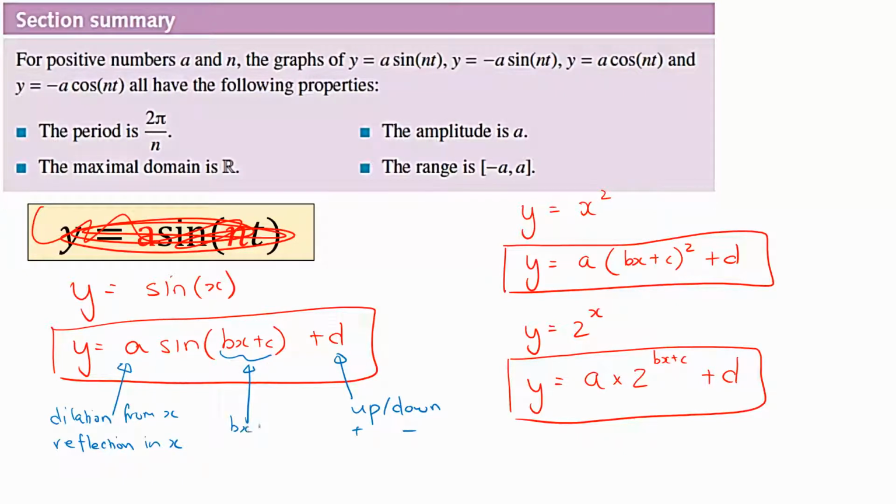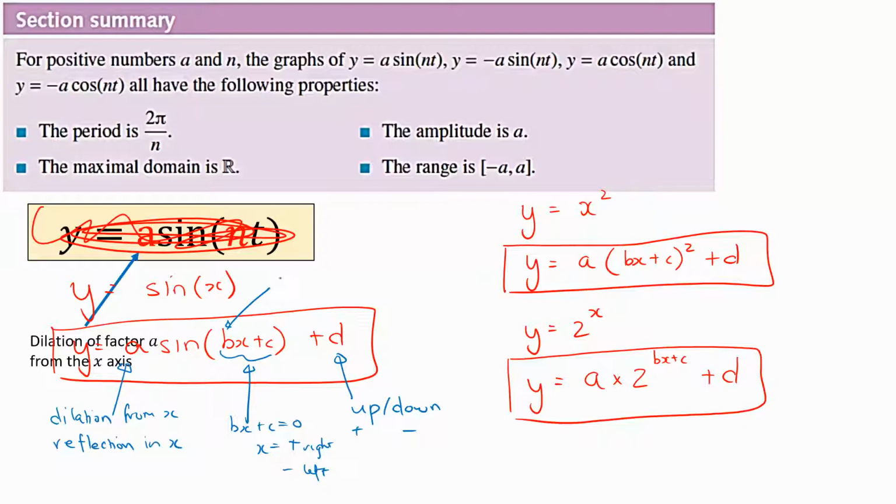I said bx plus c, let it equal 0, solve for x. If it's positive, it moves right. If it's negative, it moves left. Okay? And then finally, b, which is being multiplied to x, b is your reflection or stretch. So just be careful there.